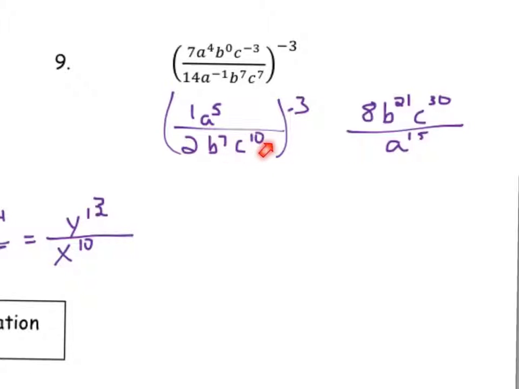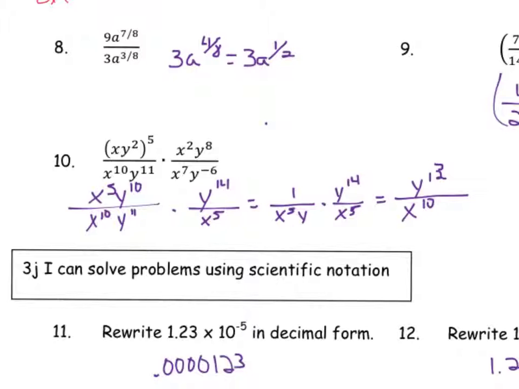So I'm going to flip it. So this is going to be my numerator, this is going to be my denominator, but I'm going to take it to the power of 3. So 2 cubed is 8, b to the 7th to the 3rd power, I have to multiply my exponents. A to the 5th to the 3rd power is a to the 15th. And again, I flipped it because of that negative exponent.